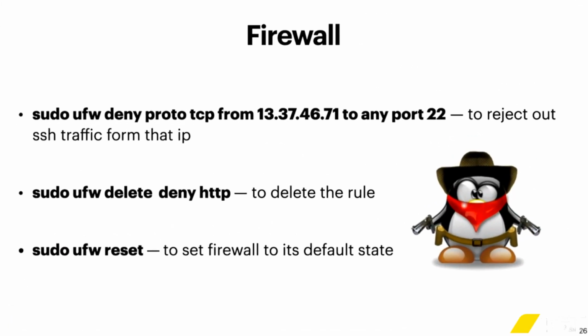We can do a lot of advanced things using the firewall command. What we can do is, if I want to enable a particular port, but I do not want it to be enabled for a particular IP, I can say sudo ufw deny proto tcp from this particular IP to any port 22. What that means is that my port 22, if I have enabled it, will be enabled and I can SSH into my computer. But for this particular IP, it will not be enabled.